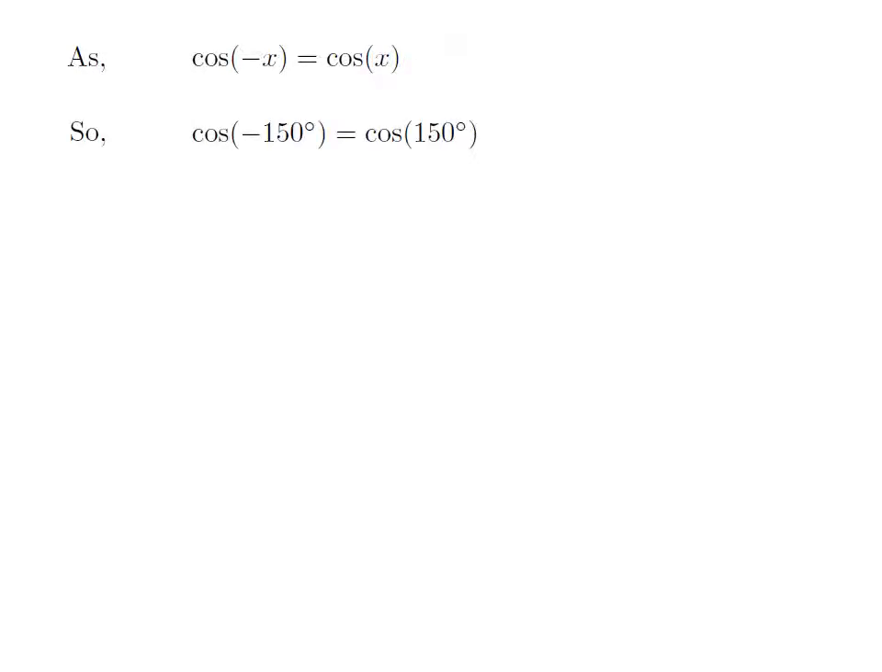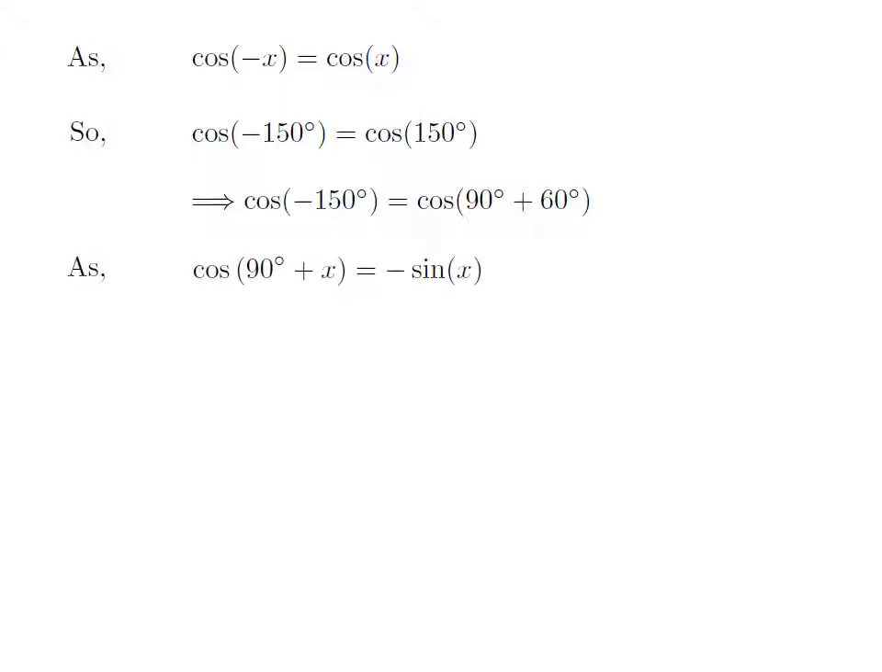Let us apply the above identity for cosine of minus 150 degree. Here x is 150 degree, so cosine of minus 150 degree is equal to cosine of 150 degree. As 150 degree is equal to 90 degree plus 60 degree, so cosine of minus 150 degree is equal to cosine of 90 degree plus 60 degree.